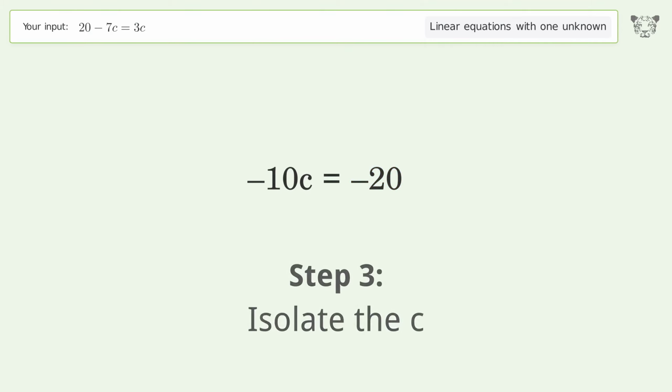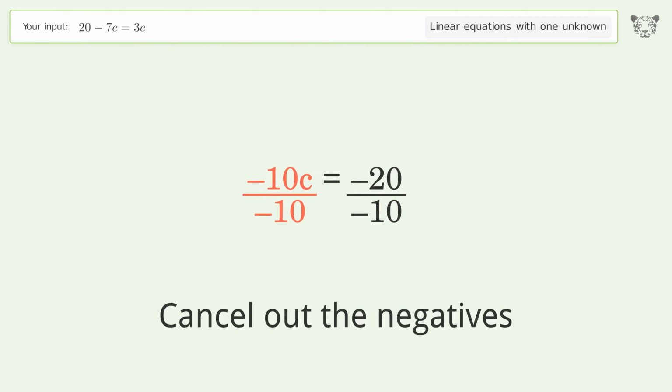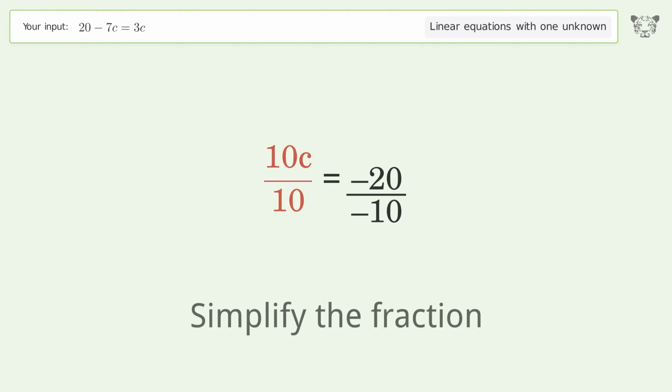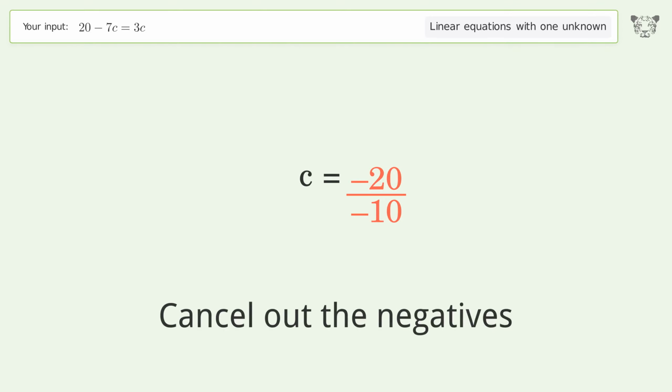Isolate the c. Divide both sides by -10. Cancel out the negatives. Simplify the fraction. Cancel out the negatives.